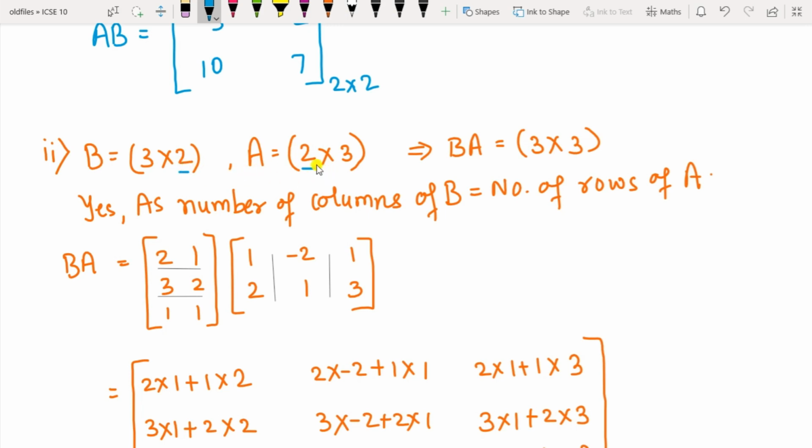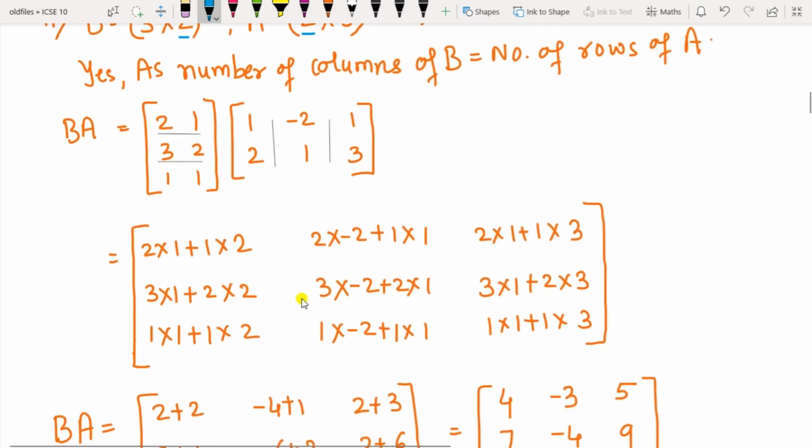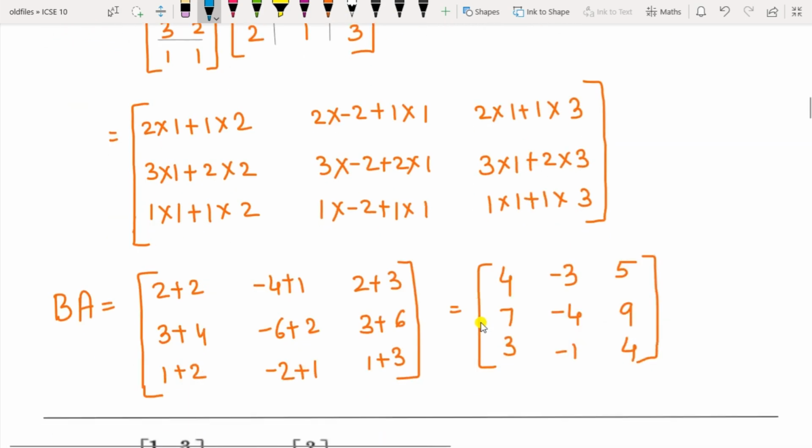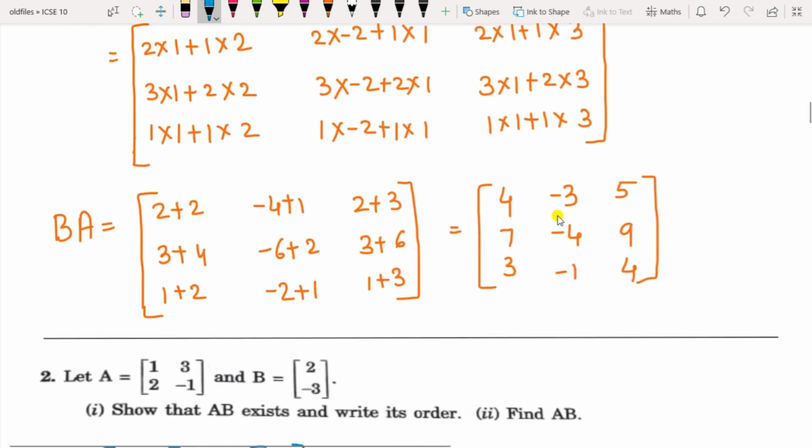So therefore we can multiply these two matrices to get the product BA here, and the resultant matrix will be of the order 3 by 3, that is BA will be of the order 3 by 3. So you have to write yes as number of columns of B equal to number of rows of A, and therefore it is possible. And then similarly you can do the multiplication, consider the row of B and the column of A and multiply each element. And therefore you will get BA, which is of the order 3 by 3.